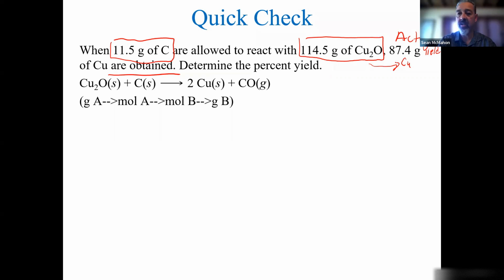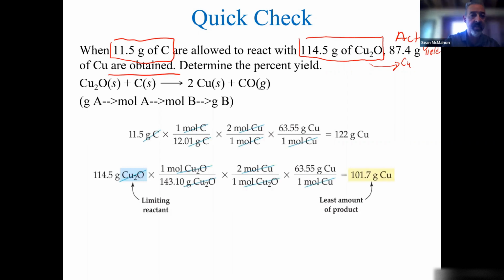So again, grams to moles, moles to moles, moles to grams. So start with the grams of each given. I got 11.5 grams of carbon. I convert it to moles using molar mass. Convert the moles of carbon to moles of copper. How? 1 mole of carbon, 2 moles of copper, mole ratio. And then the moles of copper to grams using molar mass.